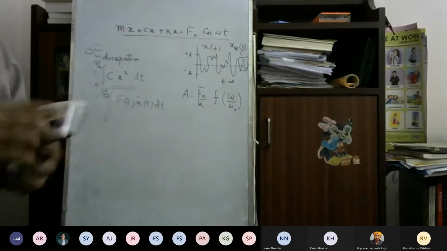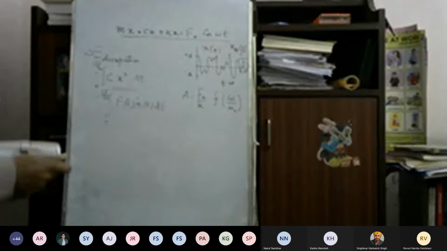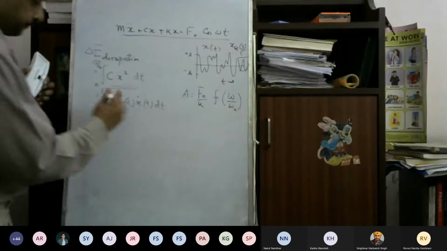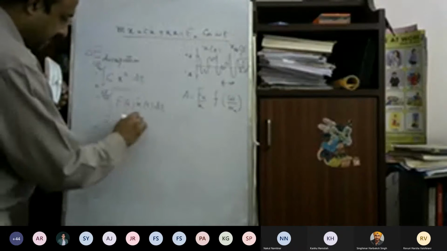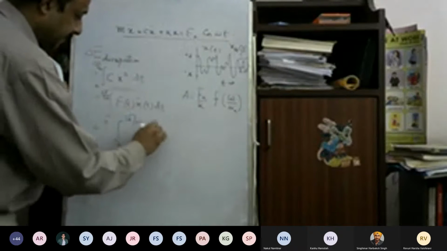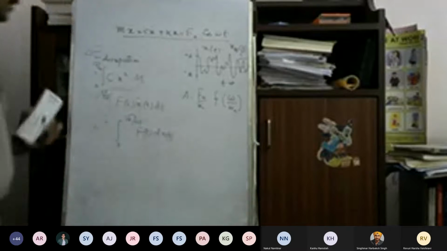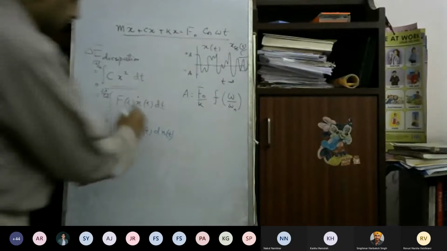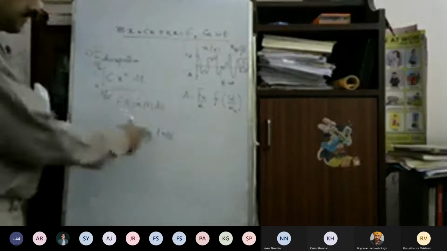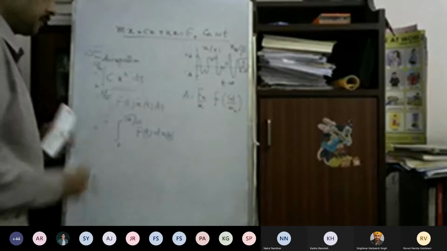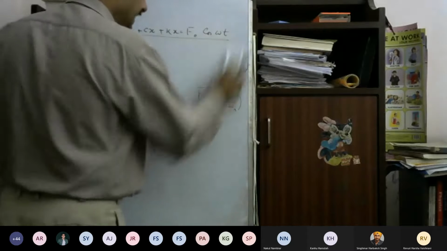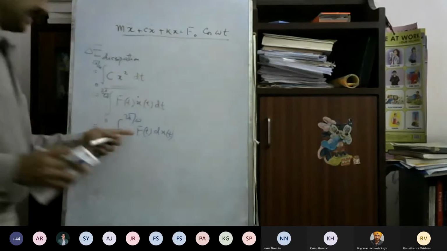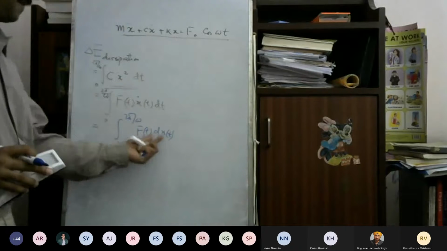So here I have the expression. Now this is equal to the integral from 0 to 2π/ω of f(t) dx(t). So what is this one? Because ẋ equals dx/dt, therefore this has to be so. Now if you look at this expression, this is nothing but the area under the curve, which is drawn in the f-x plane.